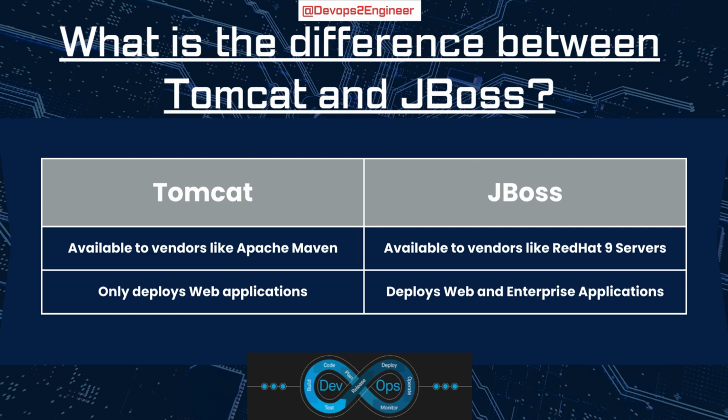What is the difference between Tomcat and JBoss? Tomcat is available from vendors like Apache and they only deploy web applications. However, JBoss is available from vendors like Red Hat and they deploy web and enterprise applications.